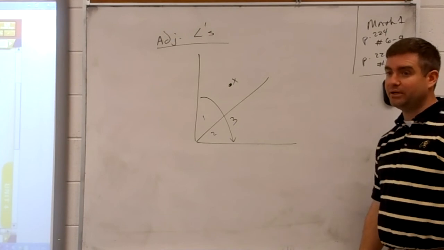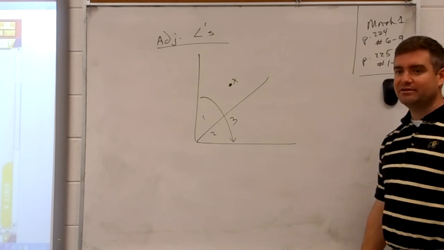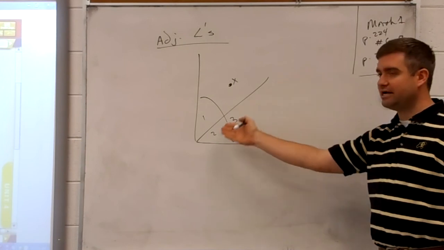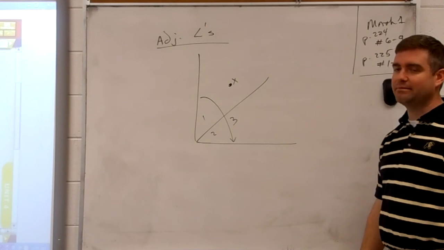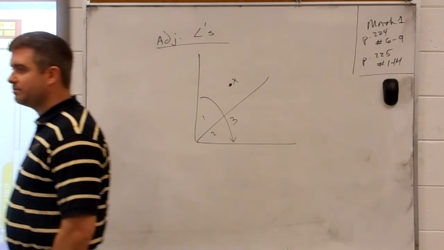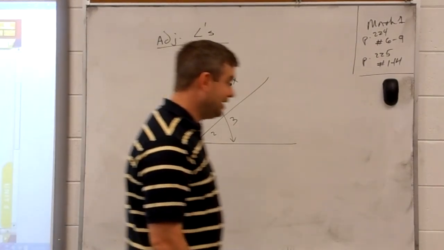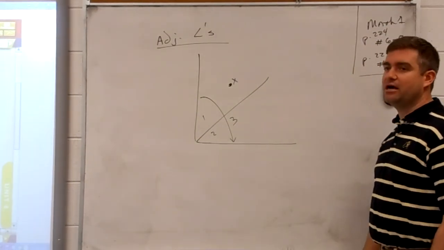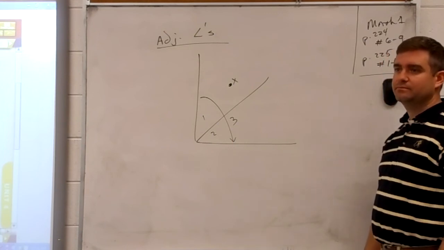Why? Simply because they overlap. If two angles overlap, they cannot be adjacent. They have to be side by side, meaning they share a common side, and they cannot overlap. That's where you get common interior points, like point X. Questions? Angle 1 and angle 2 are adjacent. Angle 1 and angle 3 are non-adjacent, or they are not adjacent. Okay?